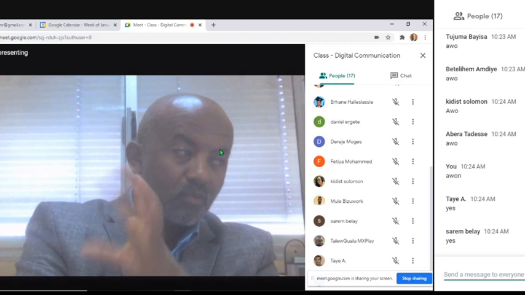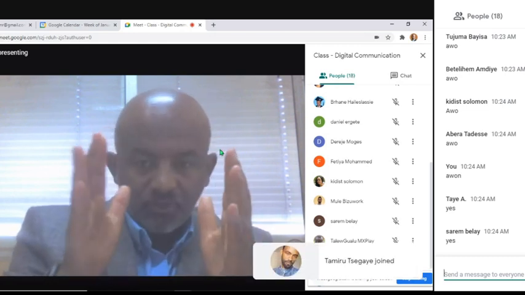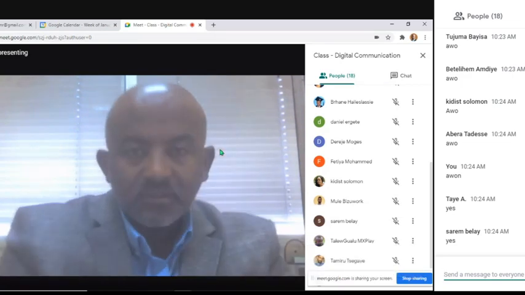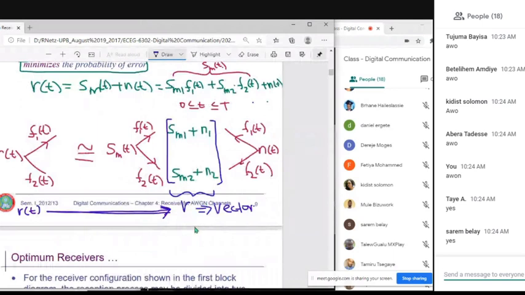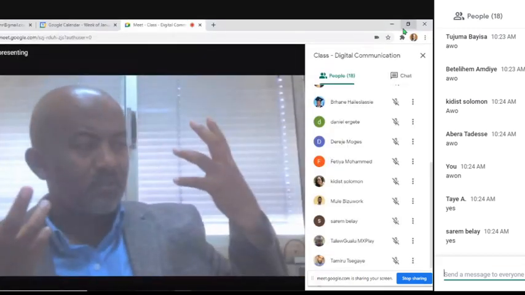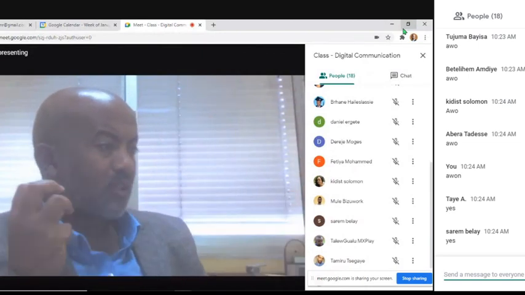Then the correlation maps. Of course, when we investigate each element of r, what do we know? The vector r will have entries R1 and R2. Of course, each one has SM1, which is the signal part, and then you have N1, which is the noise part, SM2, which is related to the signal part, and then N2, which is related to the noise part.